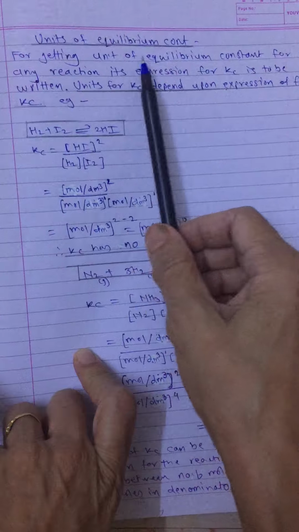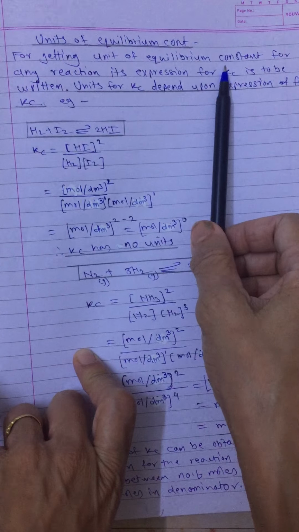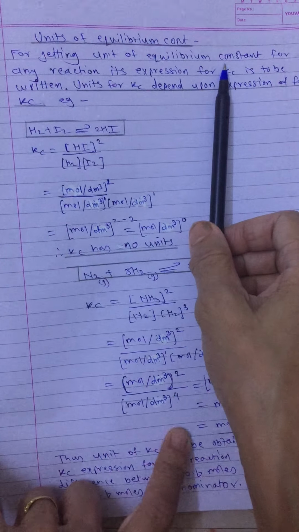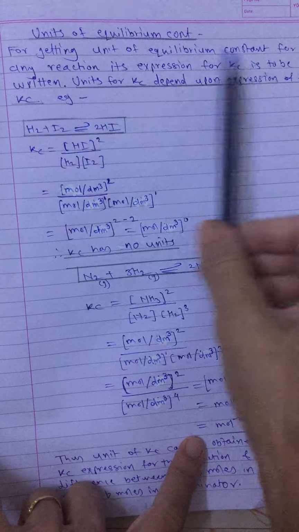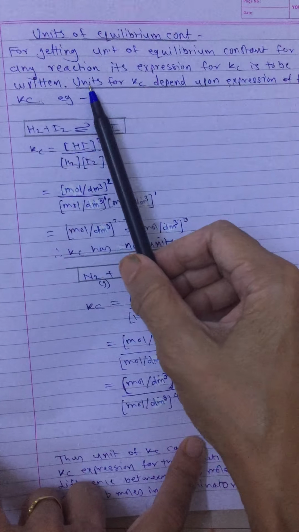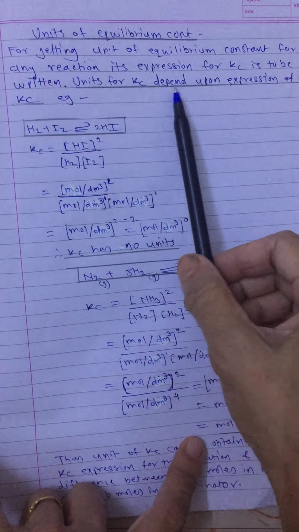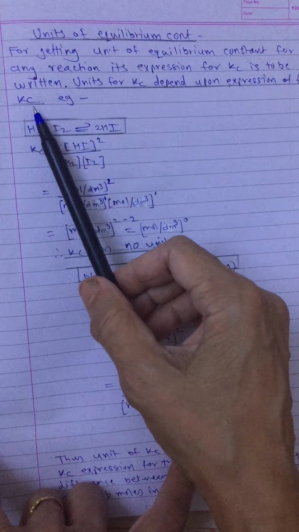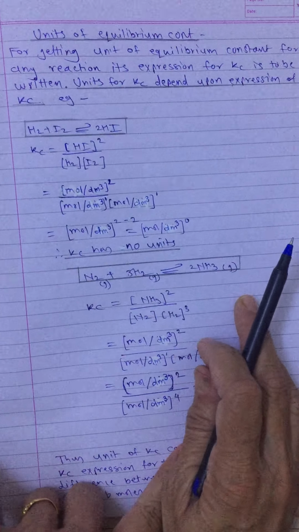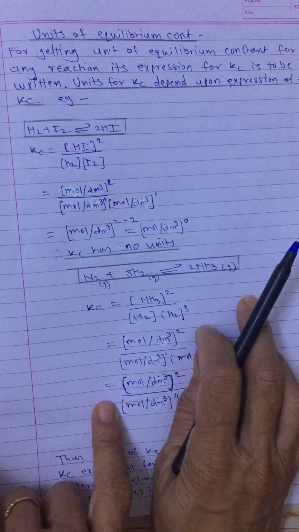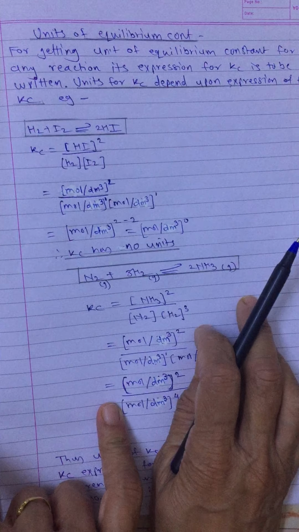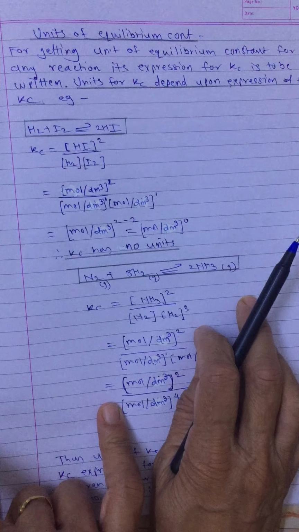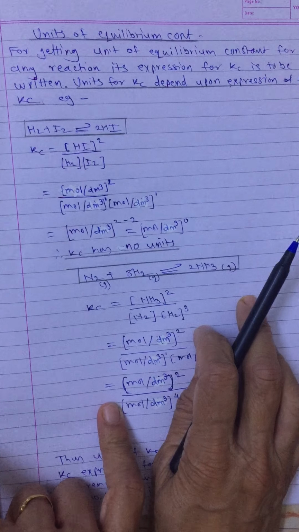For getting the unit of equilibrium constant, that is K, Kc or Kp, for any reaction, its expression for Kc is to be written. Units for Kc depend upon the expression of Kc. That means from reaction to reaction, the units will change because the Kc expression will change. So whenever you are supposed to write down units of equilibrium constant, first write the Kc expression for that particular reaction.